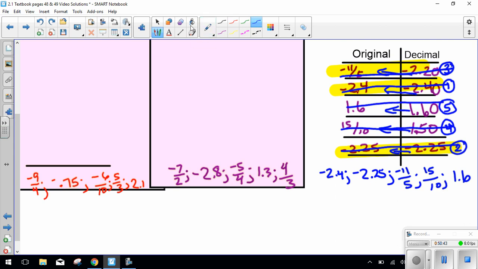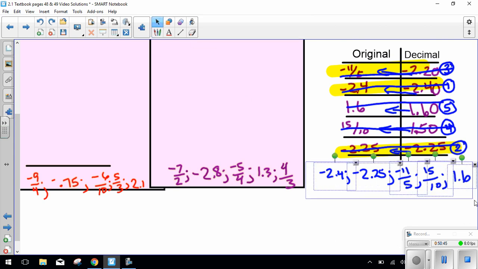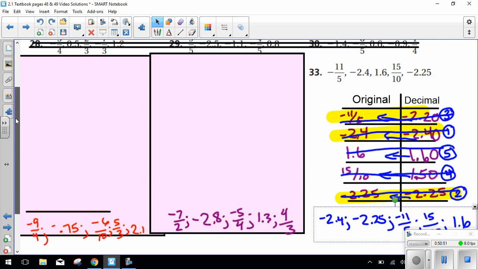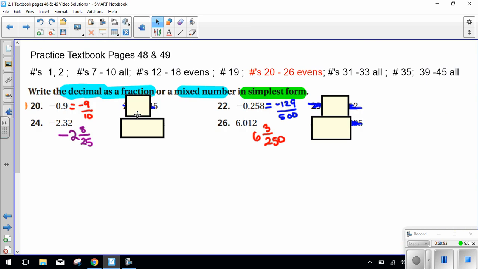So our final solution is right here, smallest to largest. Okay, congratulations, you guys did some great work. Oops, sorry about that.